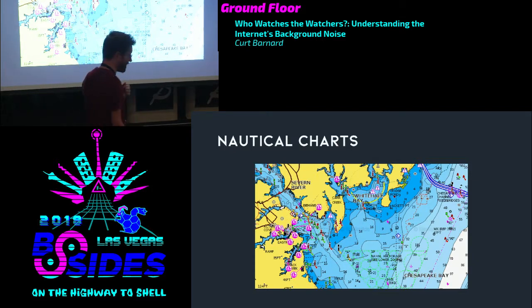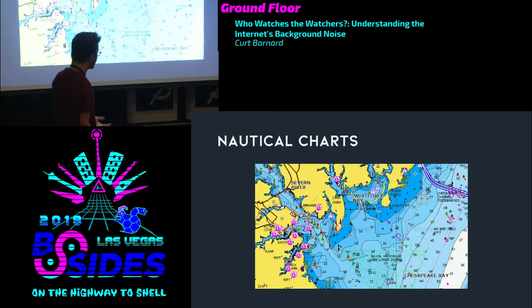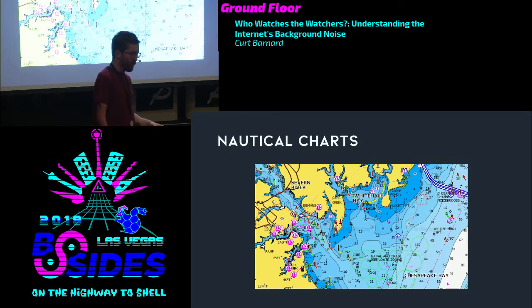But one thing that you might see on here are these red and green, and some yellow and black markers. These are called aids to navigation, and they are buoys that mark generally where they dredge and what the safe parts of the water are to travel through.